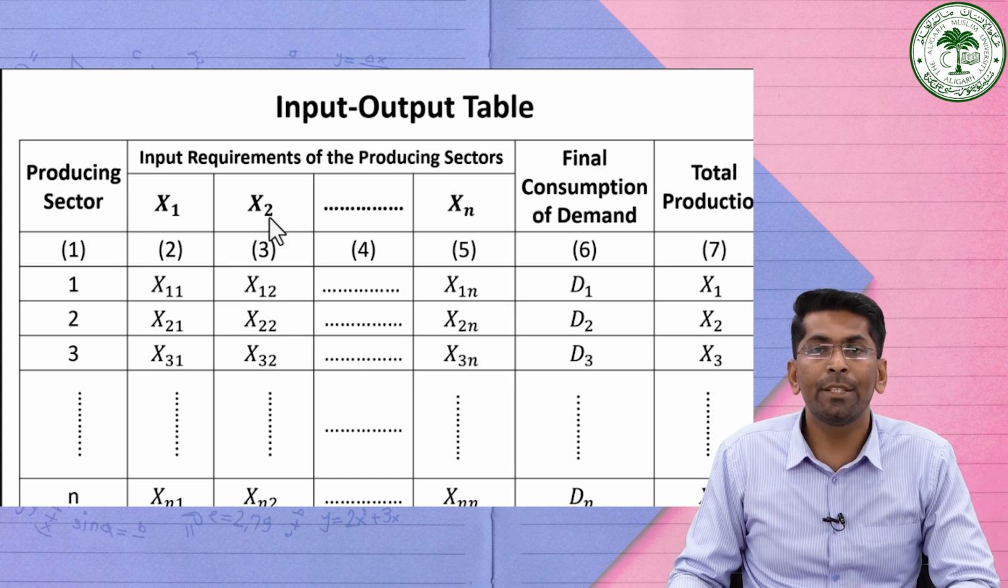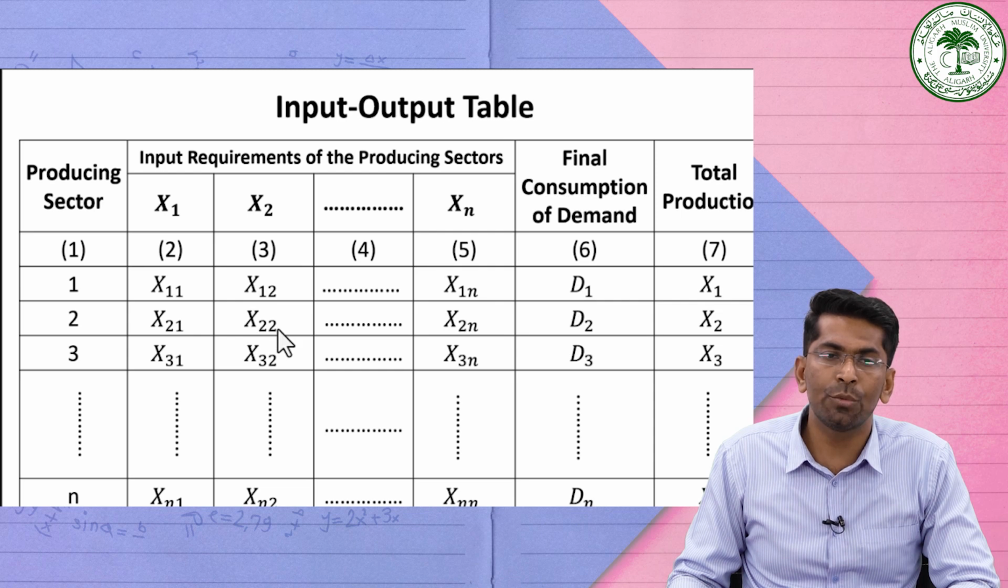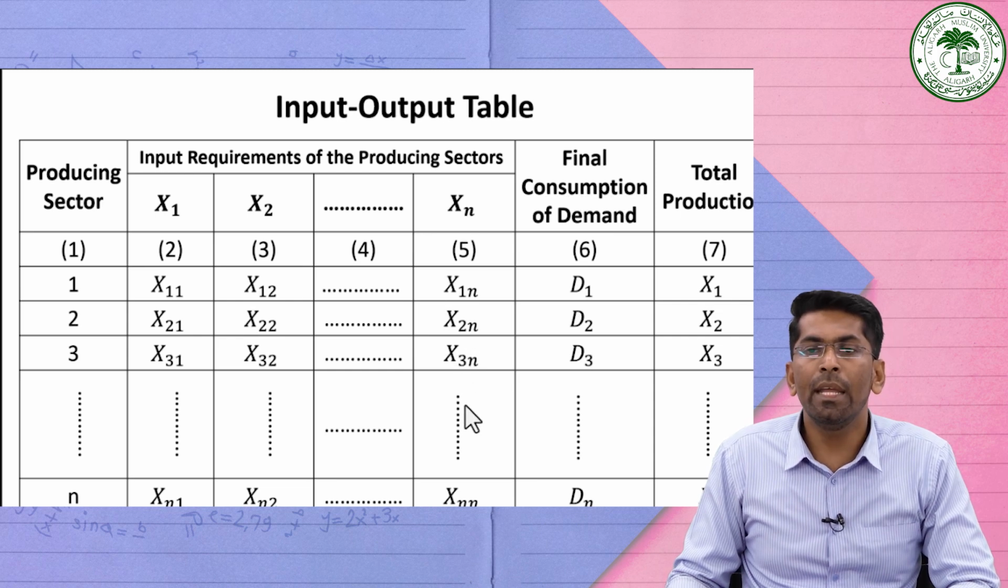For example, for producing X2 output, they are using input from the first industry, input from the second industry, and input from the third industry, up to n industries. In that way we can interpret the remaining producing sectors, up to n. Similarly, we have the same interpretation for all these columns.